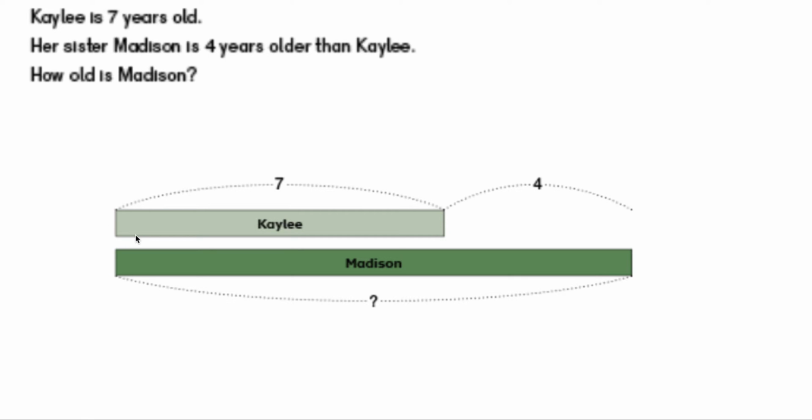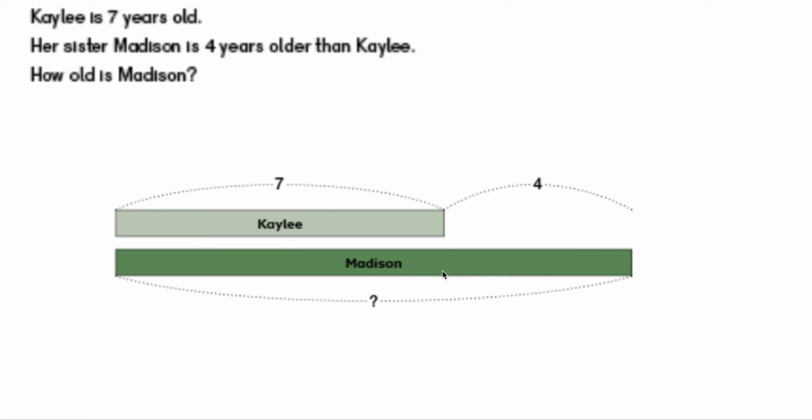So Kaylee is 7 years old. It's represented as just a random bar. If this is 7, her sister Madison is 4 years older than Kaylee. So we know that Madison's bar should be longer by 4, because she's 4 years older. How old is Madison? That's the question.